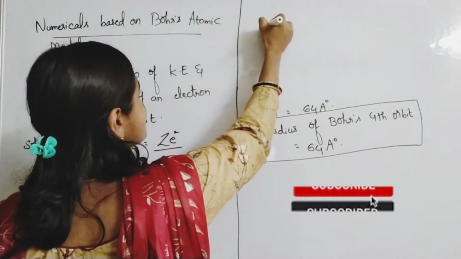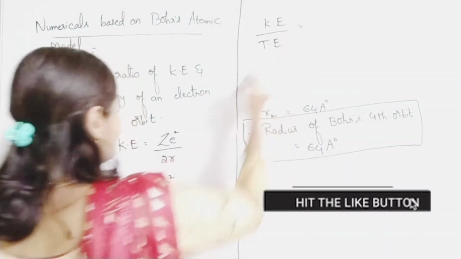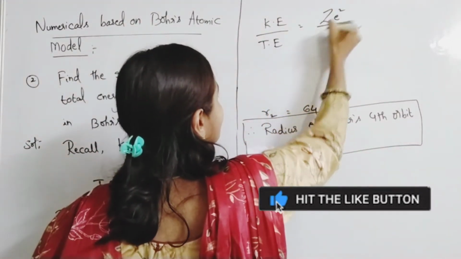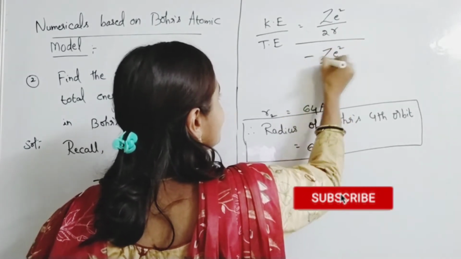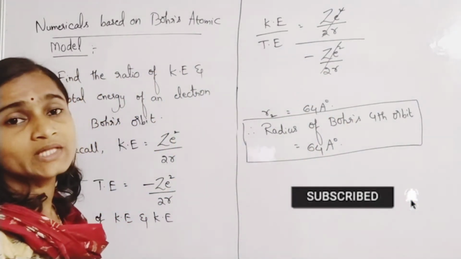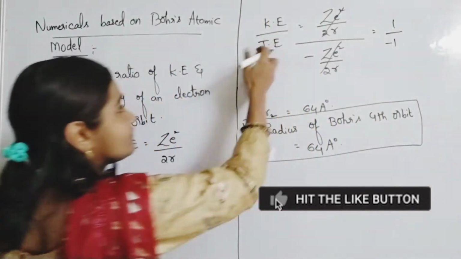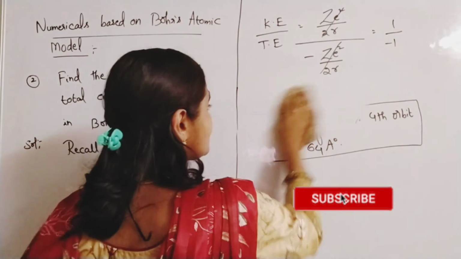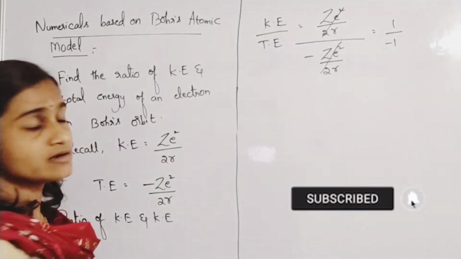If you find the ratio of Ke by Te, what are you going to get? Their magnitudes are the same: Ze square by 2r divided by minus Ze square by 2r. Both get cancelled, same values, so you will get 1 by minus 1. So the ratio of Ke and Te is 1 by minus 1. That means kinetic energy is equal to negative of total energy.